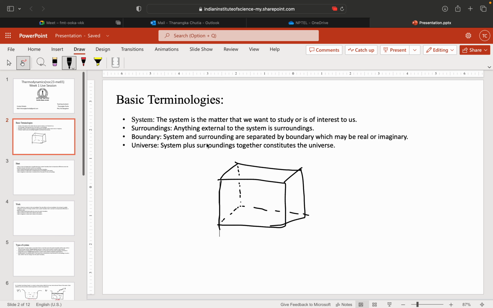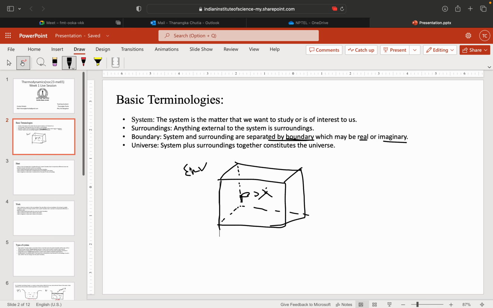Now this system and this surrounding are separated by a boundary. This boundary may be real or imaginary. When I start solving the problems, I will say what type of boundary is real and what type is imaginary. Suppose this is the environment and this is my box with matter inside. If I am concerned about the change in properties or the processes undergone by the matter inside the box, then it is my system, and the two are separated by a boundary, which may be real or imaginary.